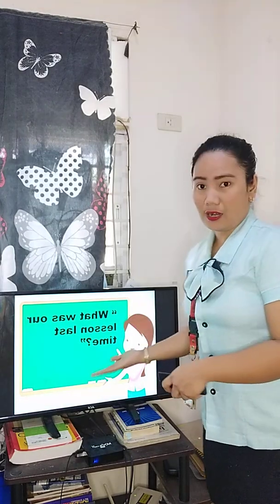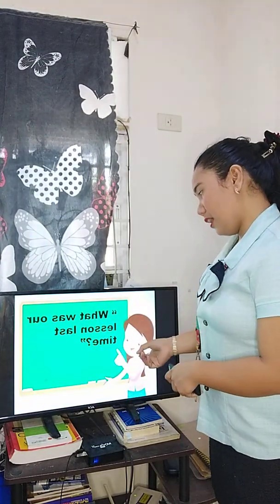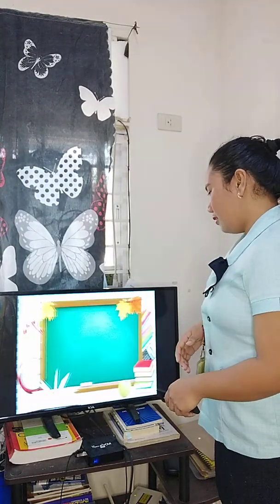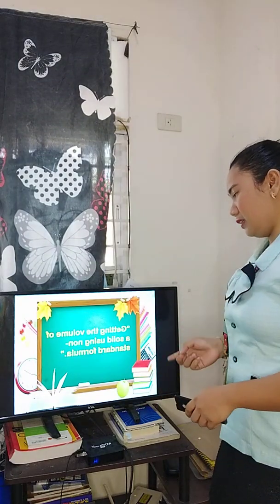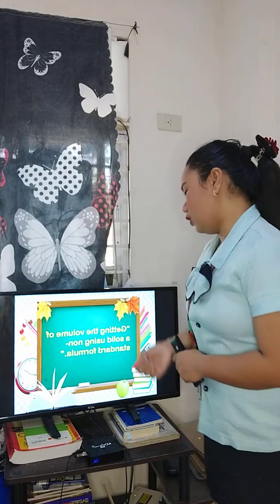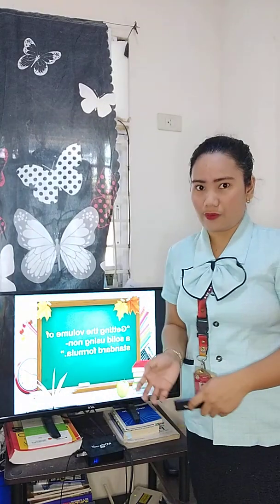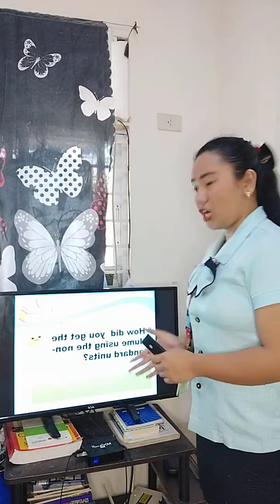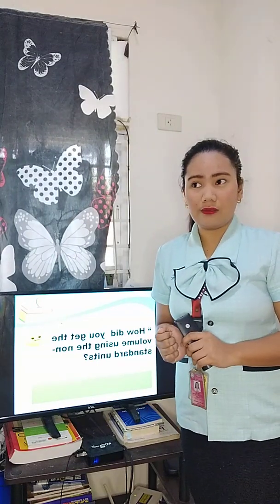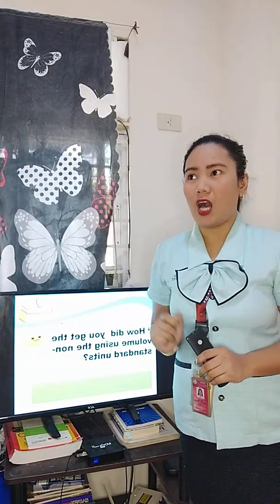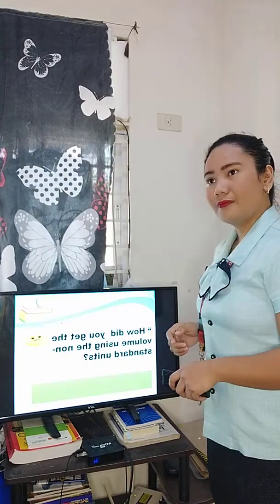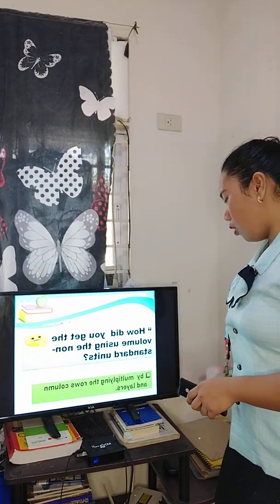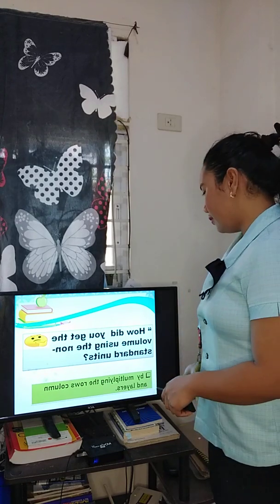Before we start our lesson, what was our lesson last time? Who wants to answer? Okay, Gladys. Very good. Last meeting, we discussed getting the volume of a solid using non-standard units. So, how did you get the volume using non-standard units? If you want to answer, raise your hands. Okay, Reggie? Very good. By multiplying the rows, columns, and layers.